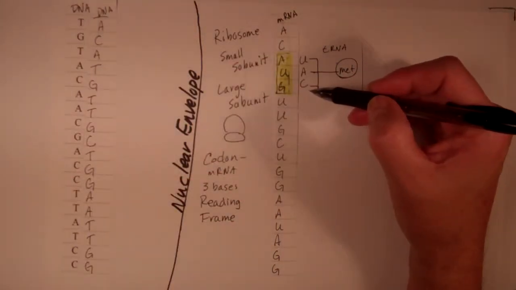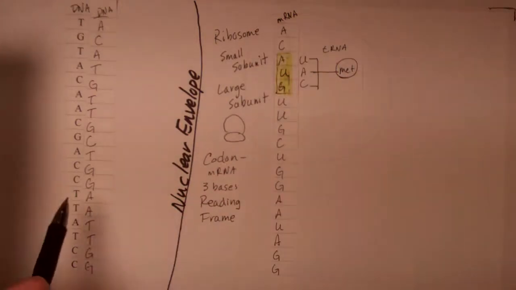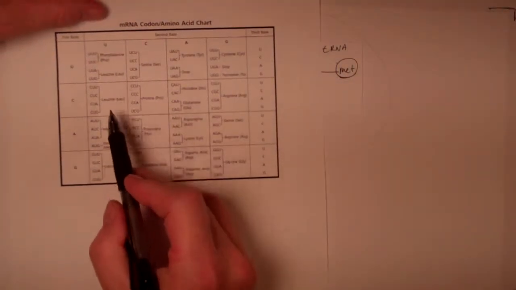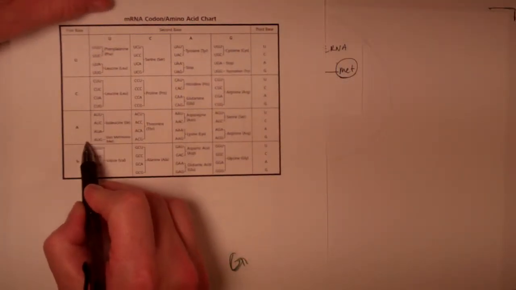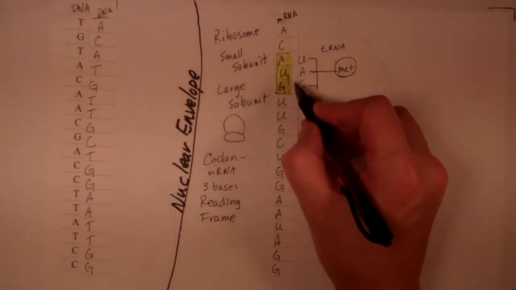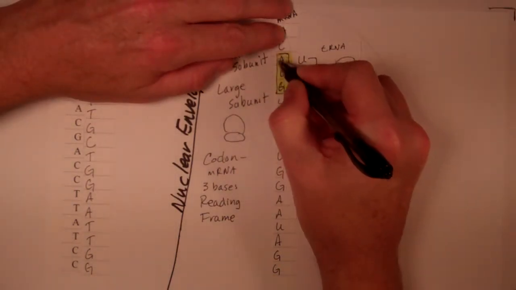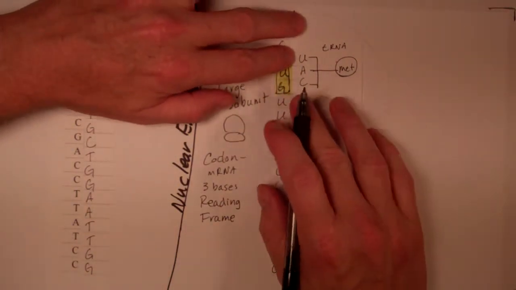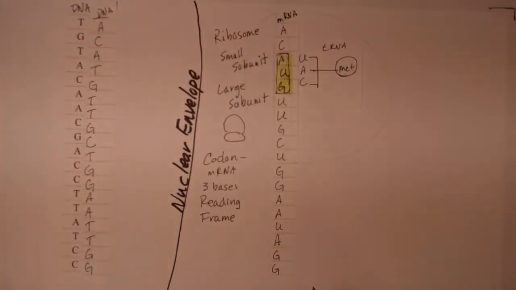And so when you look at your amino acid codon chart, you're going to try and find AUG. On the codon chart, it's probably hard to see because it's so small here, but AUG is the code for methionine, and that is our start amino acid. This is our start codon. Okay, so here we go, and we have this attached, and we're good to go.